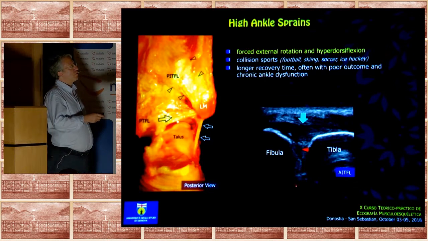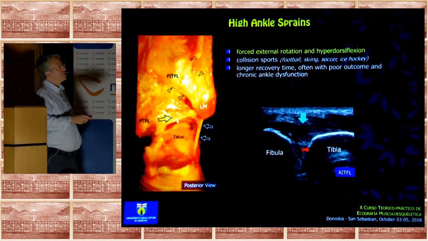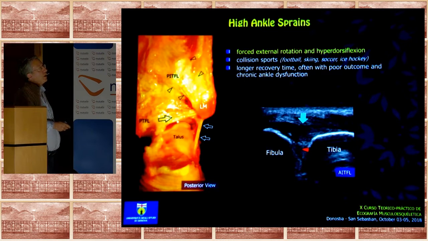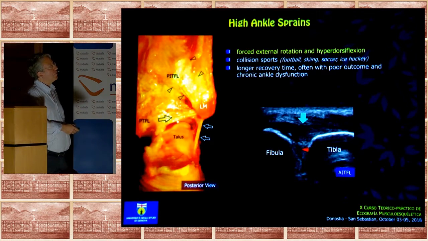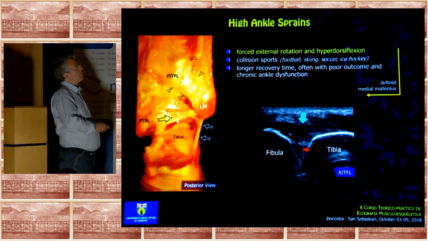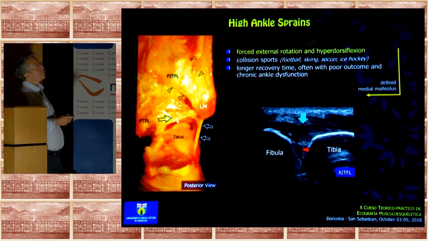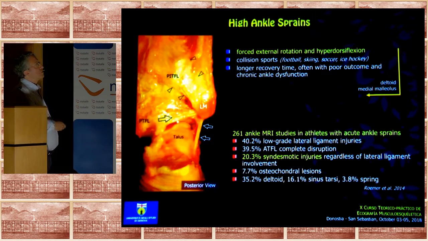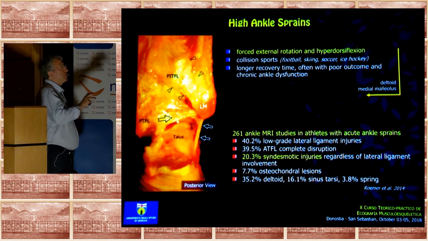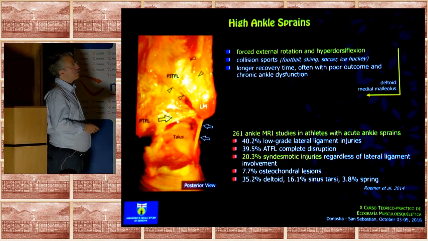This is an example of a rupture of the syndesmosis visible on ultrasound with thickening, discontinuity of the ligament there. Remember that this kind of sprain is also associated with deltoid ligament injuries, medial malleolus fractures, and is not so uncommon. So it's important not to forget to go up and to check this ligament.